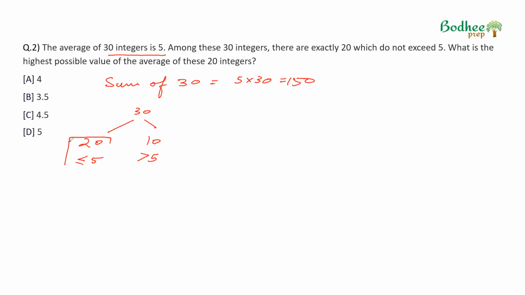Now, there are two groups of numbers, one which are not more than 5, one which are more than 5. The sum of these numbers is 150, as given in the question.